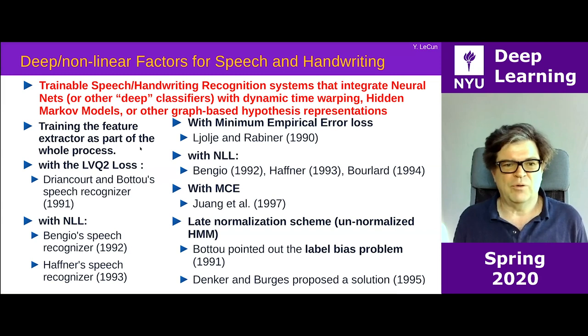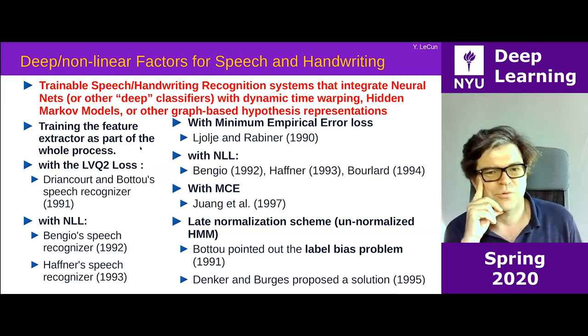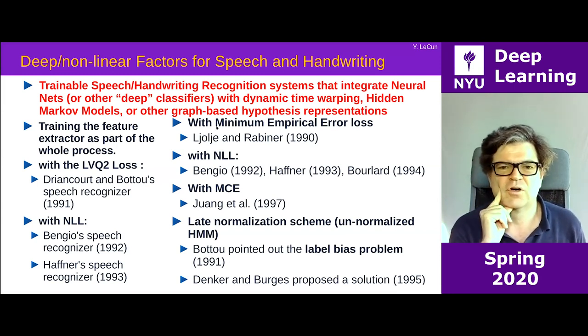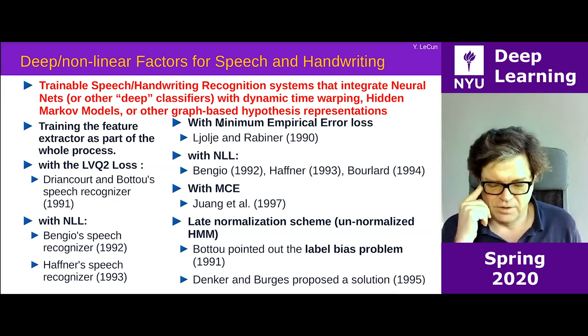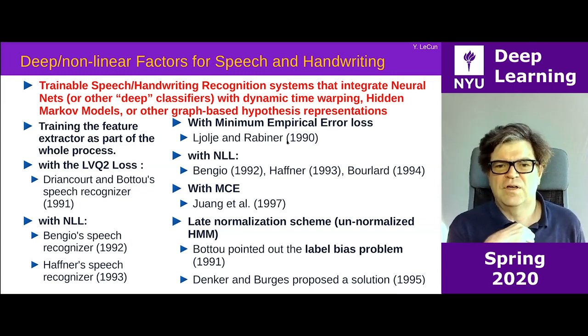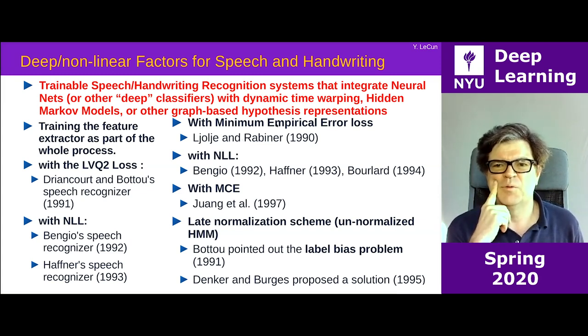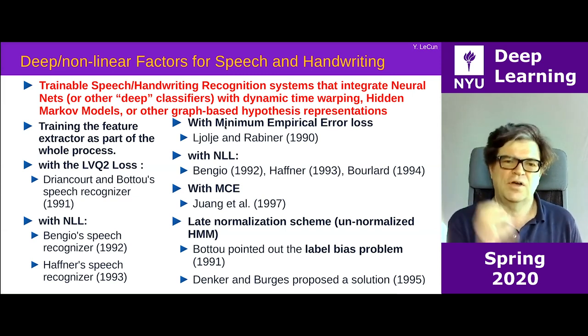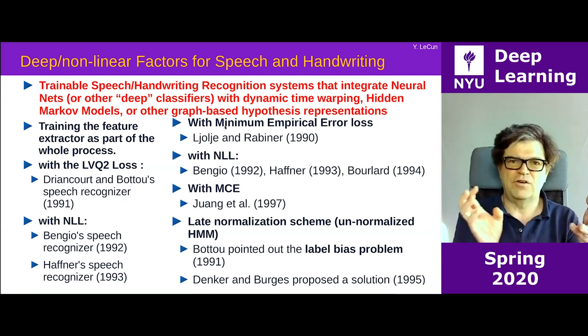So those ideas have been around for a long time. Probably the first people to think about things like this were people who worked on what's called discriminative training for speech recognition. And that goes back to the late 80s, early 90s. So Juang and Rabiner, for example, at AT&T had something they called minimum empirical error loss. And this is kind of a particular loss for a speech recognition system.